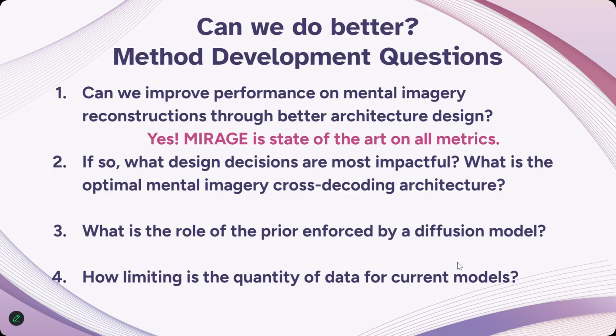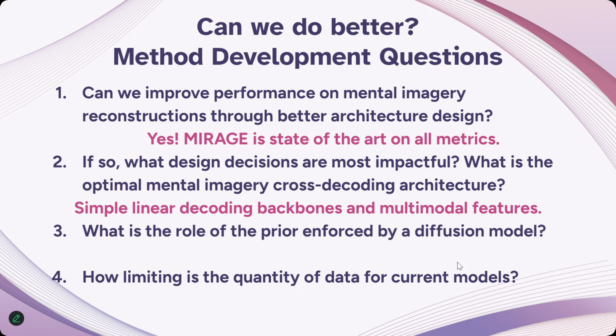So that was a lot, but it answers our second question of which of these pieces are actually most important. I think it's very obvious that that simple, robust decoding backbone is one of the most important pieces, and also our multimodal features and the size of these image embeddings are also very important in terms of maximizing performance on mental images.